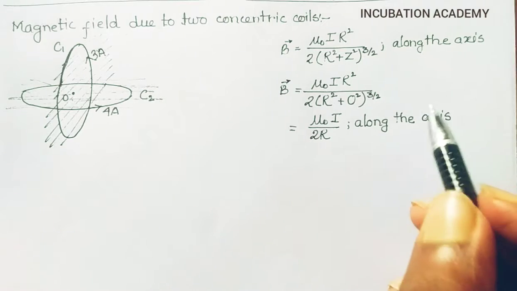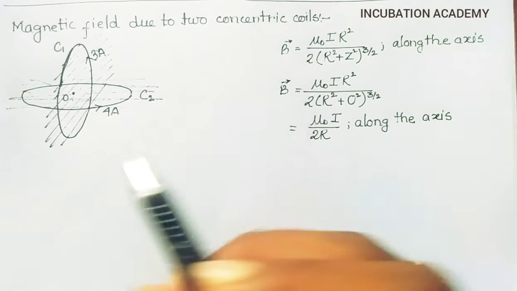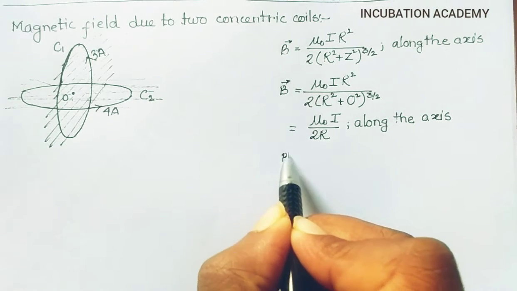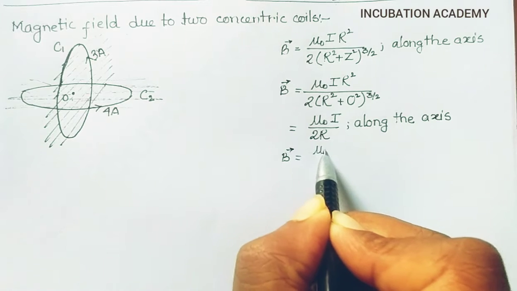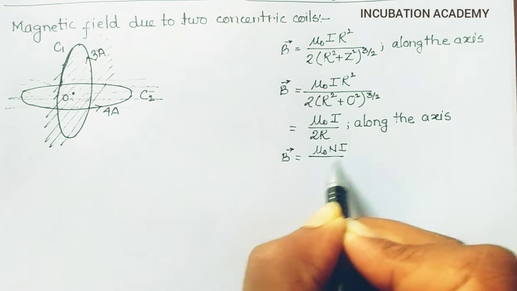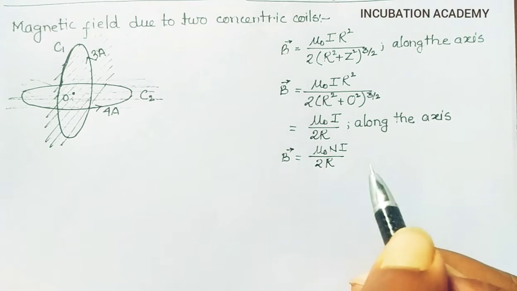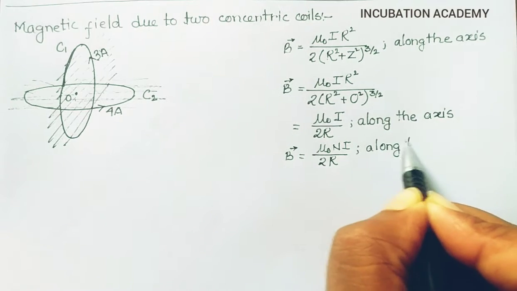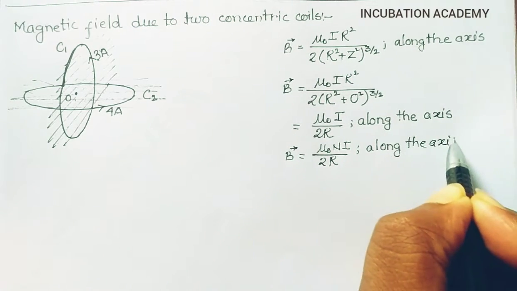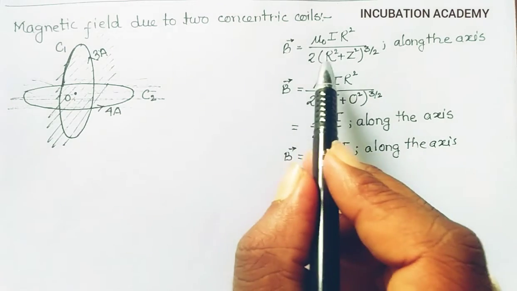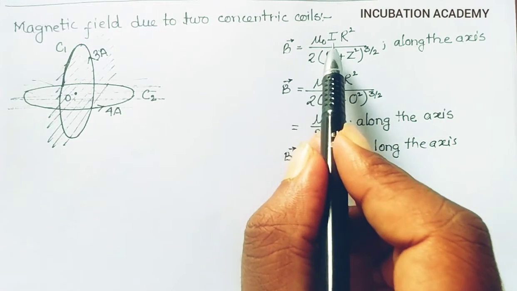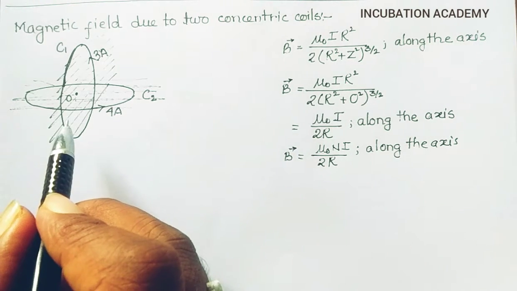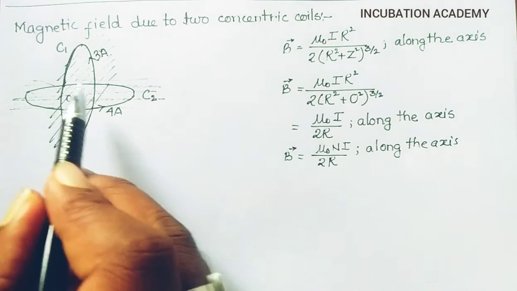Here a single turn is shown. If the number of turns is increased, then the value of the magnetic field will be mu naught N I divided by 2R, where N is multiplied. The direction is along the axis according to the right hand thumb rule. So for a coil, N can be placed here also. Now we try to find the magnetic field for this configuration.